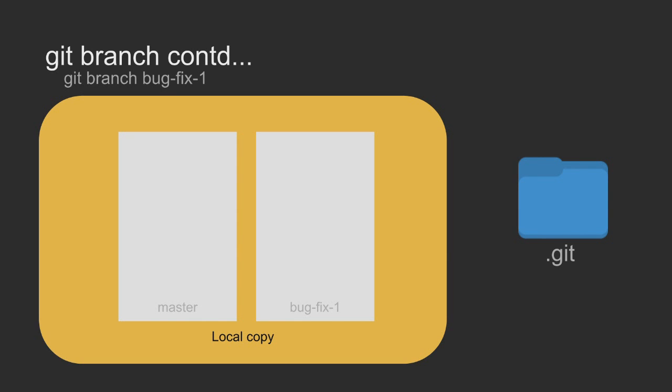What's happening here is that Git is storing only the changes or the diff from the original branch while storing information about a new branch. That way, Git can save a lot of space. Let's see how.